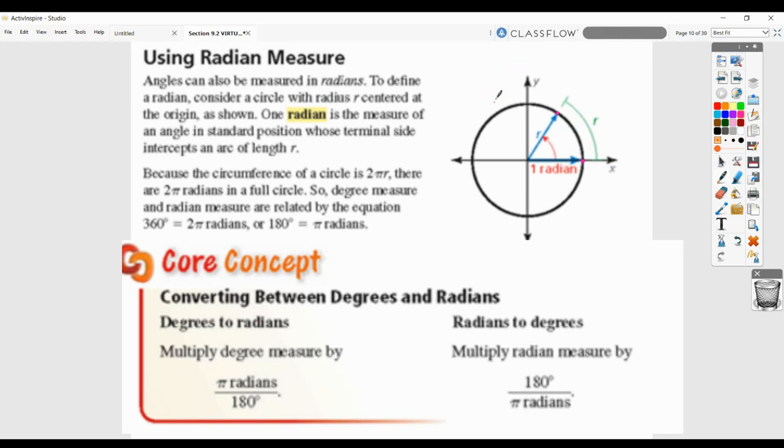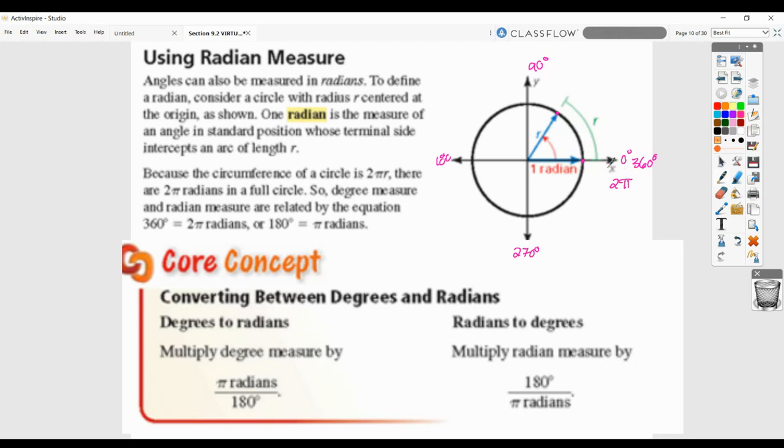When you have a full circle, we start at 0 degrees. This is 90 degrees, you know that. This is 180. Now we know that this is 270 and this is 360. All the way around, one full revolution is 360 degrees, but it's also 2 pi. You should recognize 2 pi from the circumference formula, 2 pi r. So 360 is equal to 2 pi.